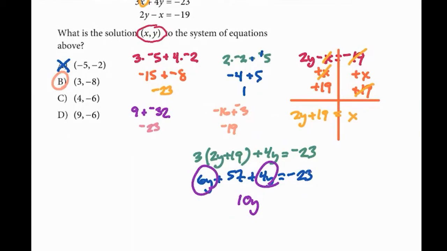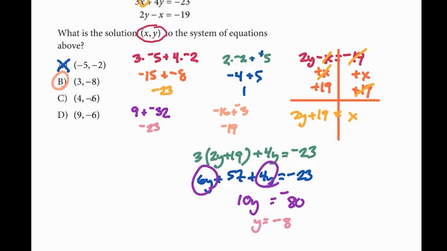If you subtract off the 57 to the other side, you're going to be left with negative 80. Which is good, because that is the answer you should get for y, negative 8. Divide both sides by 10 and you get y is equal to negative 8. Then you can see over here which one of them actually has a negative 8, only one of them.